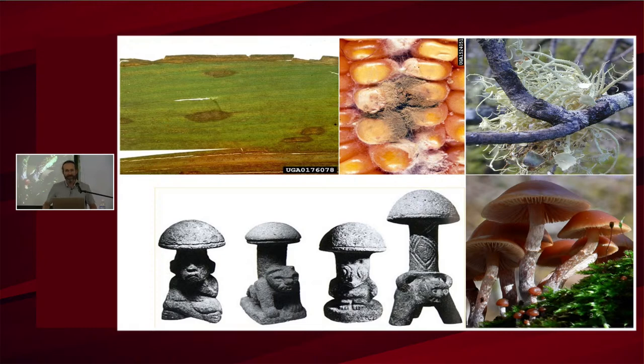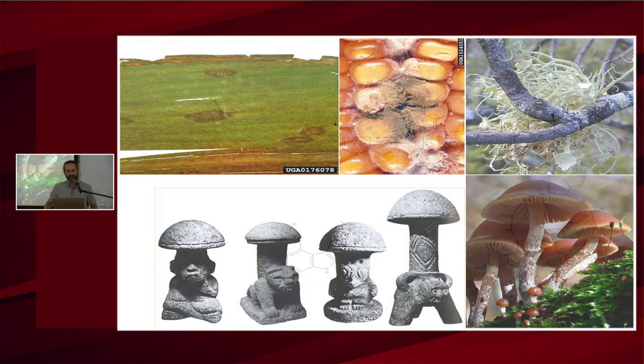In the upper right, we have a lichen, which is also a fungus, but it's in symbiosis with an alga or a cyanobacterium, becoming a primary producer on its own. In the lower right, we have a wood-decaying basidiomycete. We think of it as a mushroom, and this is actually a poisonous mushroom. And then in the lower left, we have human idols to the psilocybin mushrooms in Central America, which have had important impacts on human culture for thousands of years.